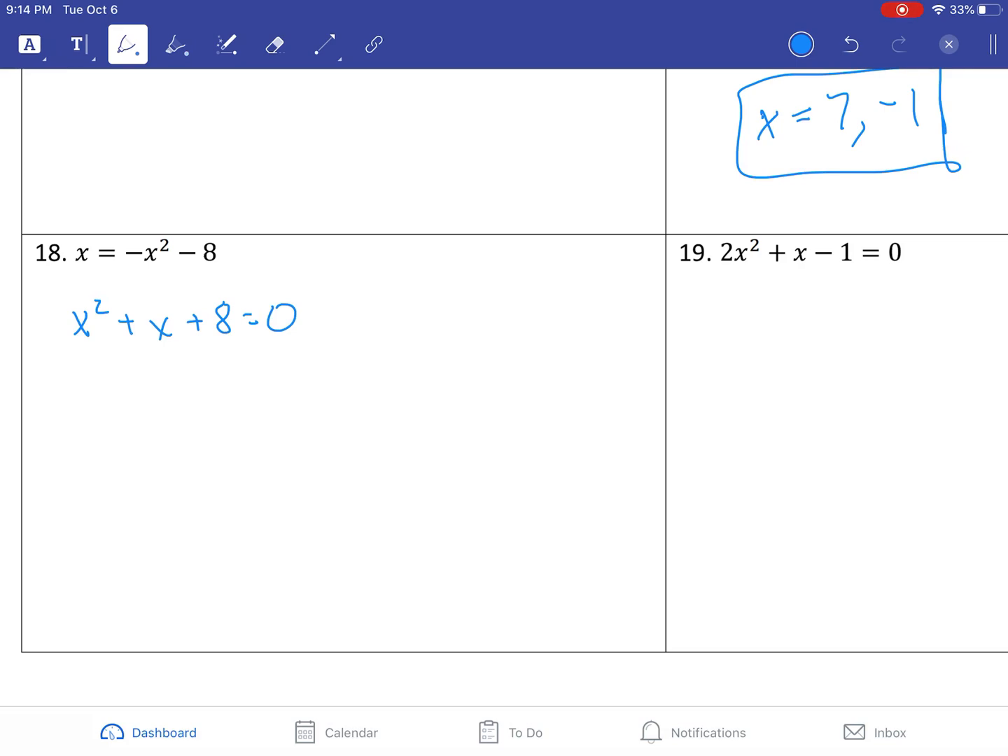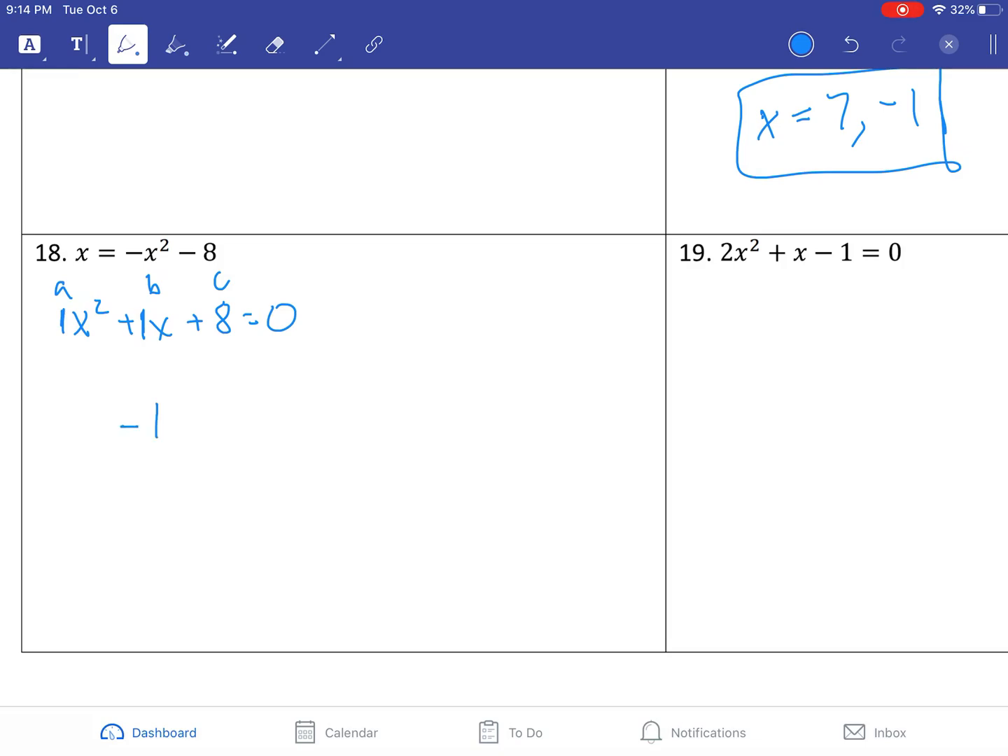So when we do that, the a value is in front of the x squared, which is 1. The b value in front of the x is 1. And the c value is 8. Again, the quadratic formula is at the very top of the page of the review packet. So if you don't remember it, check up there. I'm going to put the values in.